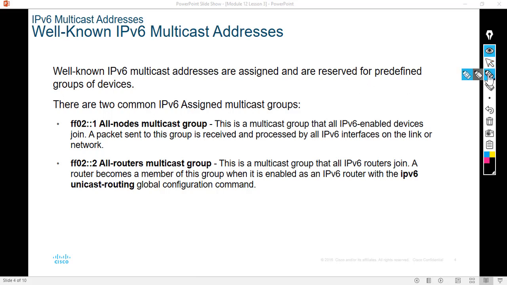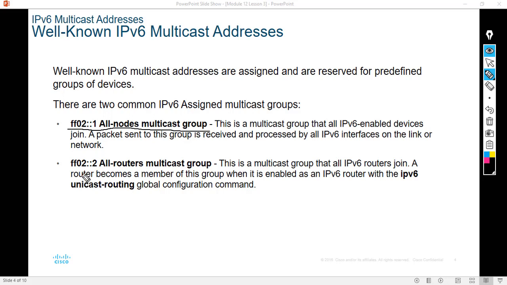So these are the two common IPv6 assigned multicast groups. You have FF02::1, which is the all nodes multicast group, a multicast group that all IPv6 enabled devices join. A packet sent to this group is received and processed by all IPv6 interfaces on the link or network, and this has the same effect as a broadcast address in IPv4.